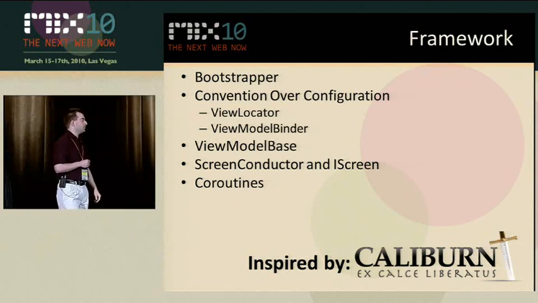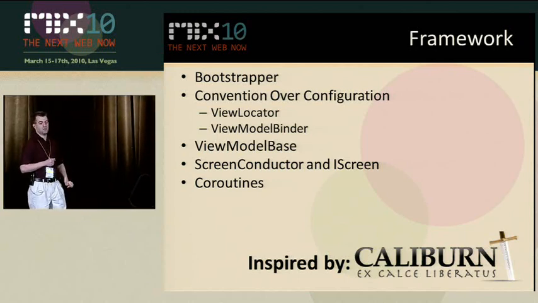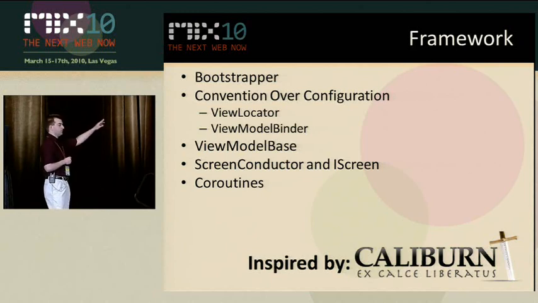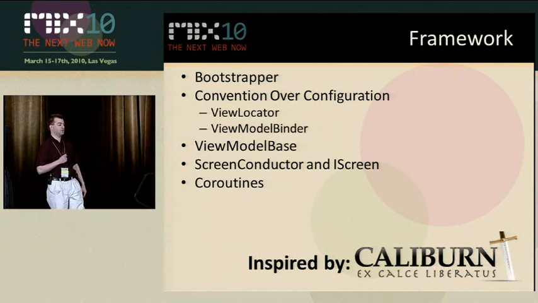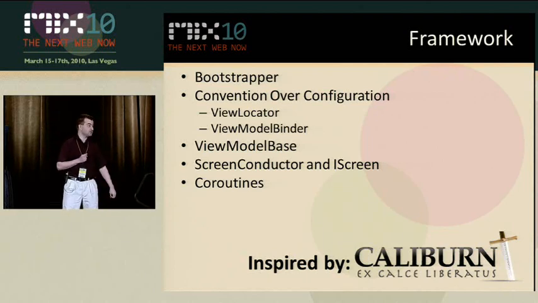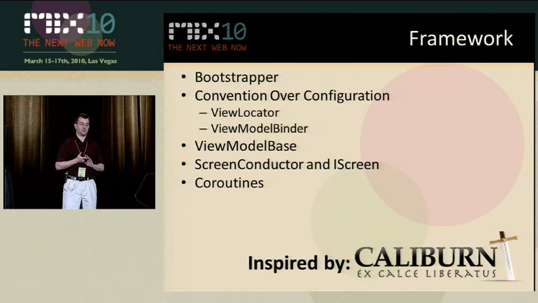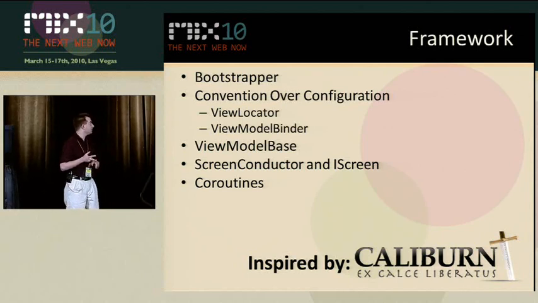So we're going to take a look at the bootstrapper that kind of gets everything going. We're going to spend a lot of time talking about convention over configuration, and this is where the real power comes from. For that, we've got a view locator service that knows how to find views based on a view model using conventions. And we've got a binder service that knows how to create all the data bindings for you, create the data templates, and hook up the actions. We're going to take a look at that. We've got a view model base class, which you can use to build your view models, which will implement INotifyPropertyChange and give you basic validation functionality.